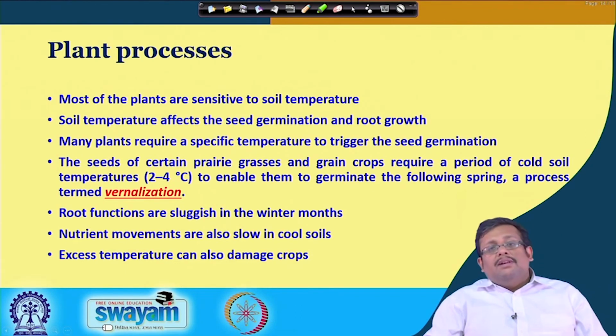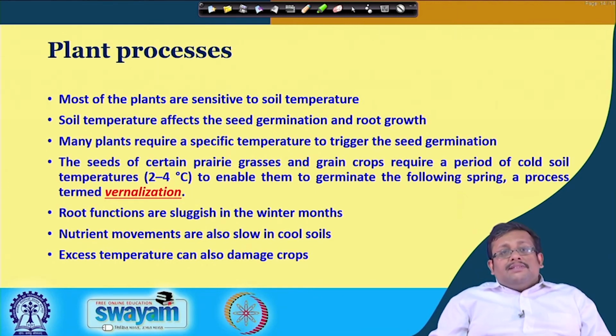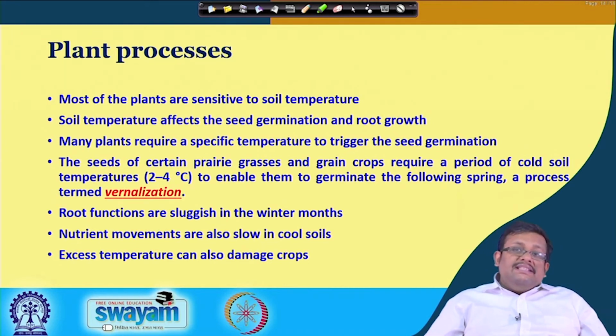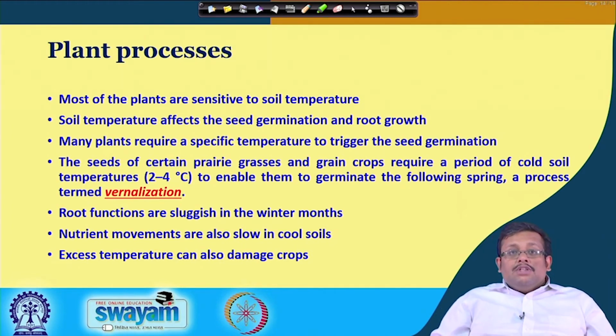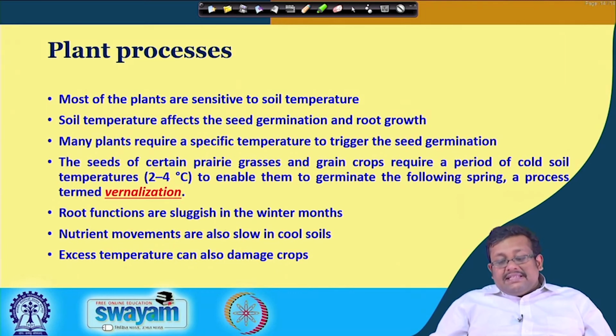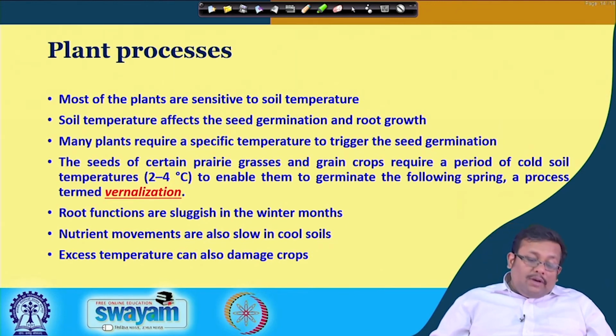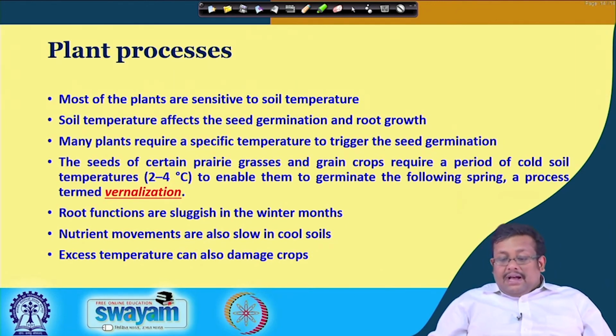So, let us go to the plant processes. What are the important plant processes? Most of the plants are sensitive to soil temperature, and remember that soil temperature affects seed germination and root growth. Seed will not germinate below a certain temperature or above a certain temperature. Many plants require a specific temperature to trigger seed germination. And remember, what is vernalization? We talked about vernalization in the last slide. The seeds of certain prairie grasses and grain crops require a period of cold soil temperature, which varies from 2 to 4 degrees centigrade, to enable them to germinate in the following spring. This process is called vernalization.